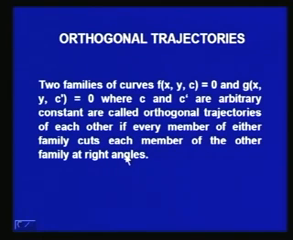family at right angles. For example, let us consider the family of parabolas y = cx². We shall see that the family of parabolas y = cx² has orthogonal trajectories given by the ellipses x²/2 + y² = c'.